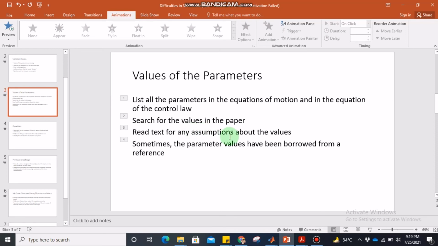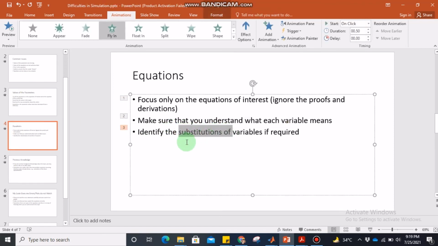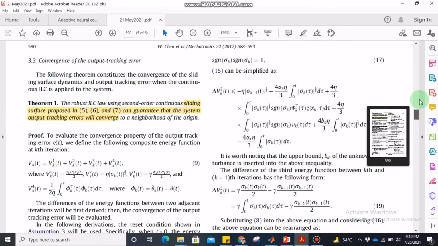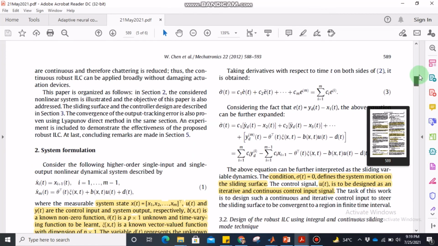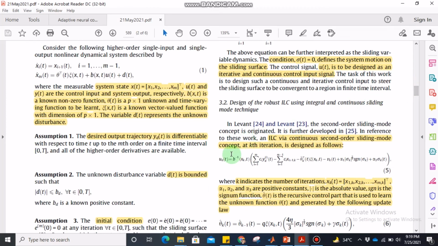But if you are trying to simulate a new paper, the first thing you need to do is look at the parameter values, then identify the equations, and within the equations there are some equations under equations. These substitutions you can see here in this paper. When you go here to the control law, there are some substitutions or associated equations. So you cannot use this as it is in the code. There will be some associated equations that you will have to incorporate as well.